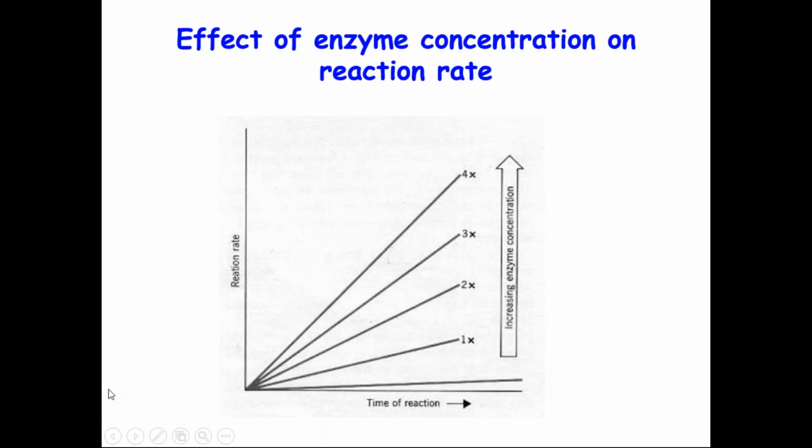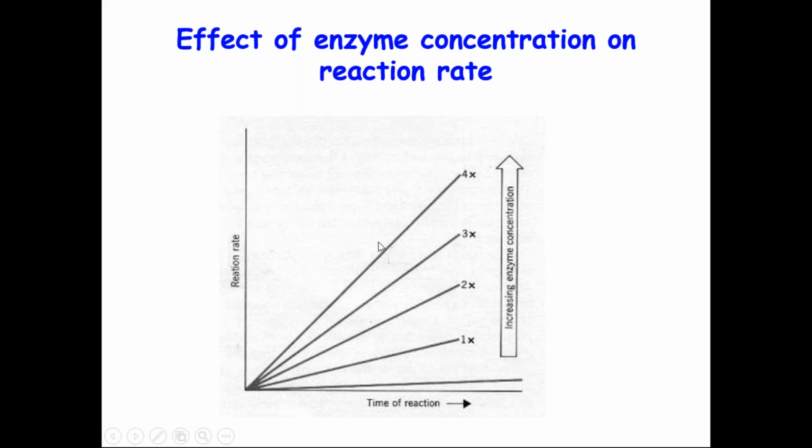So what is the effect of enzyme concentration on the reaction rate? What we see is as you increase the enzyme concentration, the velocity of the reaction increases linearly. And this is what you are expected to see. So if you have a velocity of 1 at this concentration, at 2x concentration of the enzyme, the velocity should have doubled. At 3, it should have tripled. At 4, it is multiplied by 4.